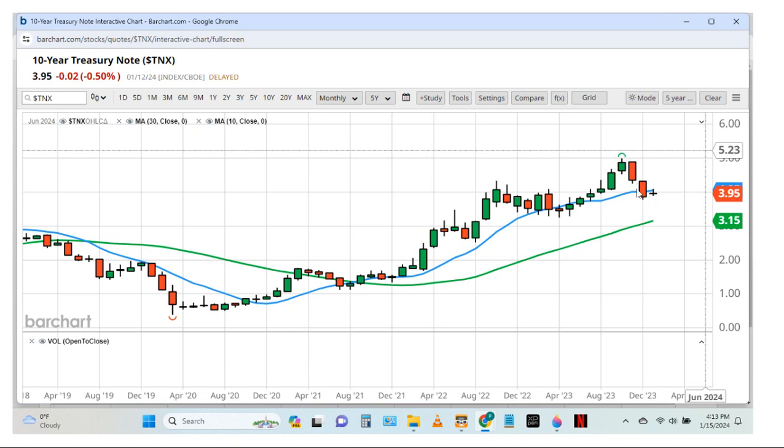If these interest rates maintain course and either go sideways or come down some more, that will be a very bullish factor for markets overall, as interest rates affect anybody or any company that's using credit. So that's very important.